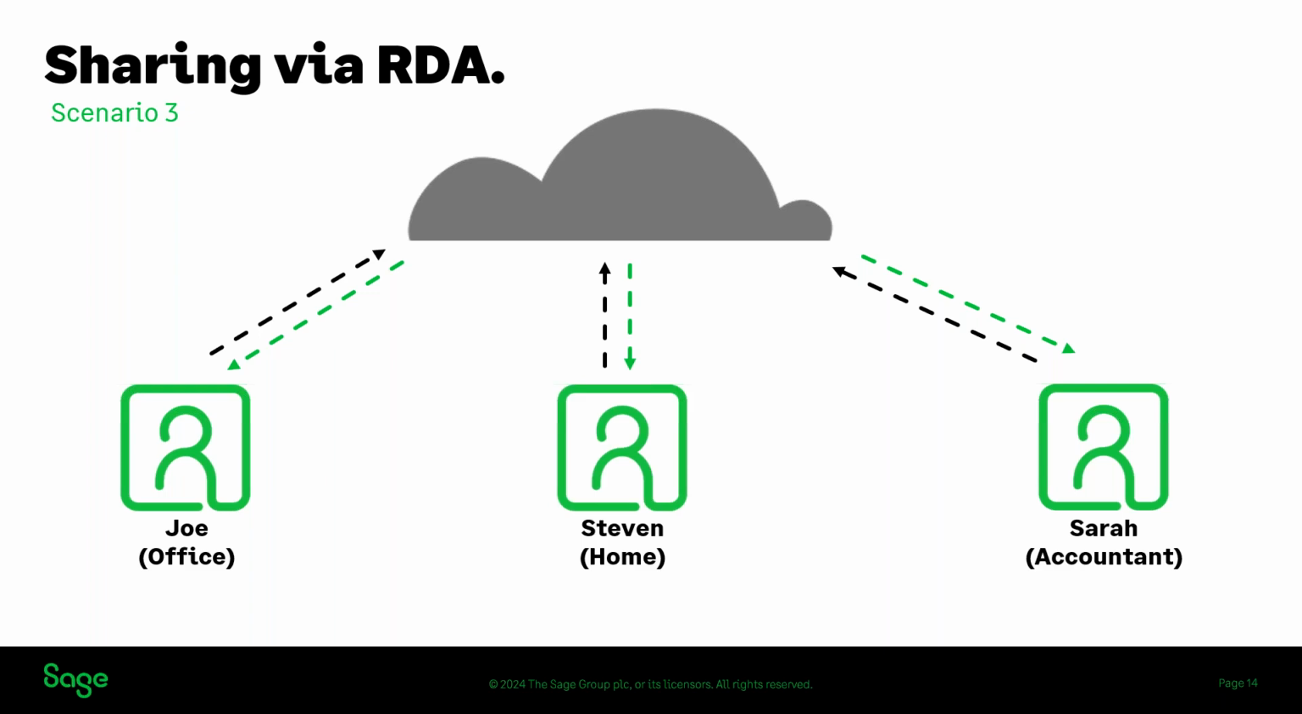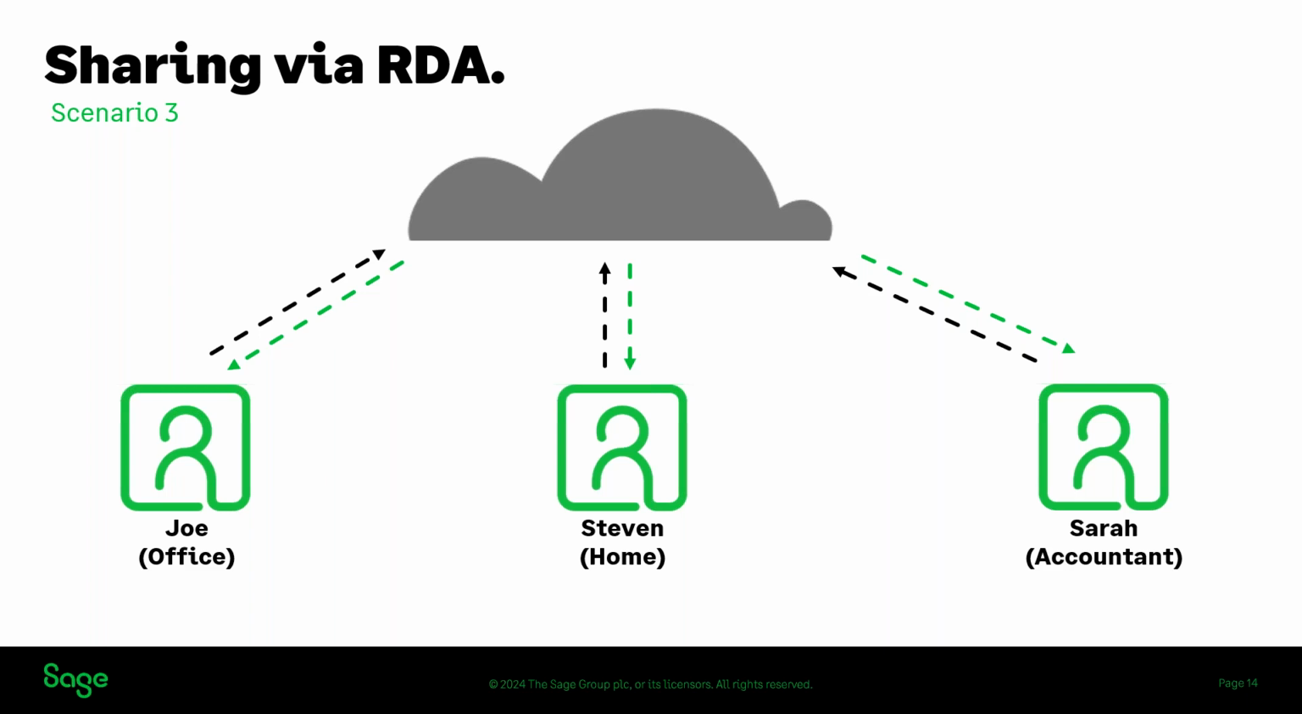Okay, so let's look at scenario 3. You might have a scenario where one person's in the office, one person's at home, and another person is in a different location. So again, we've got Sarah the accountant in her office. Each person in this situation is classed as a remote site, but big processes such as year-end or clear audit trail can be done at any location, but only as long as you are on version 28 and above.